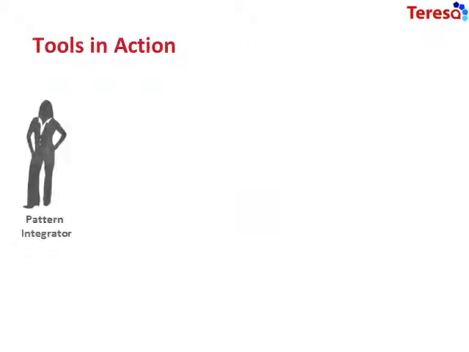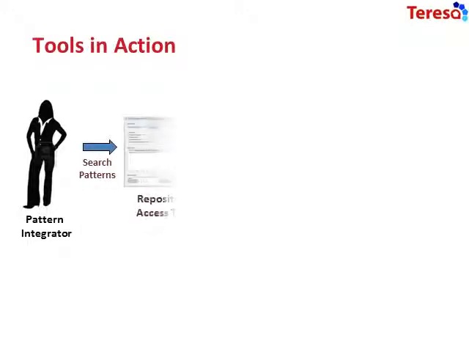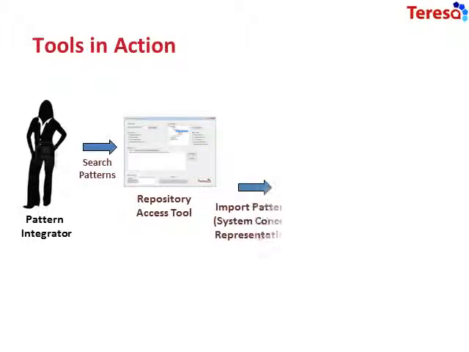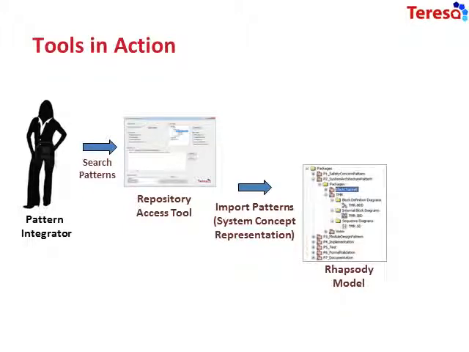The pattern integrator uses the repository access tools as follows. First, she searches for the safety communication layer pattern in the TERESA access tool. Then she imports the pattern. All the stored artifacts in the TERESA repository are transformed into Rhapsody artifacts. And finally, she integrates the models related to the safety communication layer into the design of the TMR system.